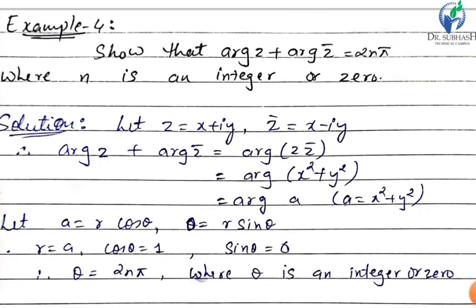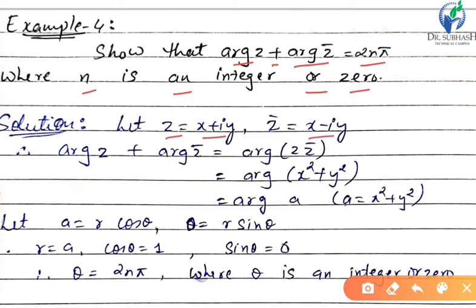Now let us take one more example. It is based on the formula of argument. Show that argument of z plus argument of z bar is equal to 2nπ, where n is an integer or 0. So first we are assuming that we are taking z as a complex number, x plus iy. Then z bar will be x minus iy.